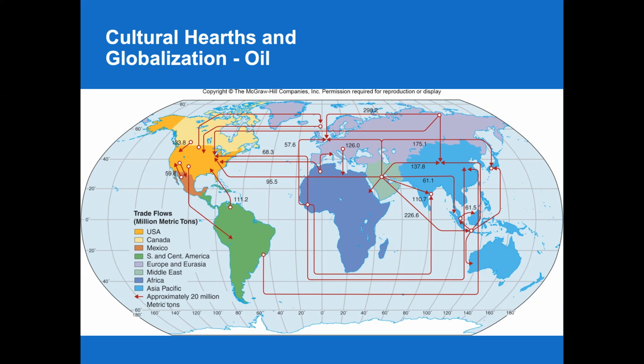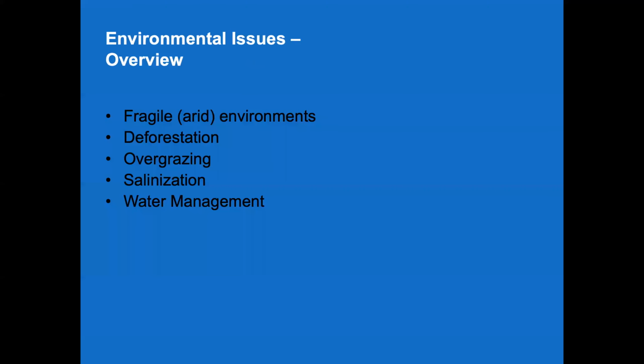But oil is something that we tend to go far to get. Most of it comes from the Middle East, but some of it comes from Canada. Some of it comes from South America. Some of it comes from the Gulf of Mexico, okay? And it takes really, really long trips to get to where it's needed.